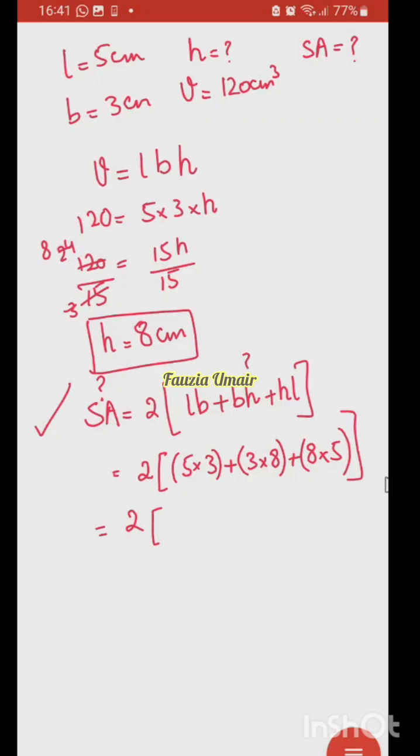In one equation, we can only find out one variable. If there are two unknown variables, then we cannot solve this equation. Right, Vijay? Okay, so now we need to find out this.